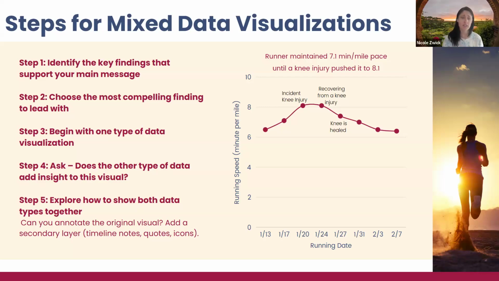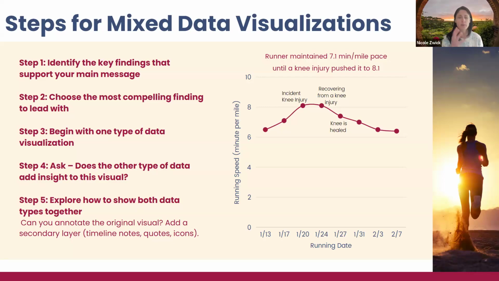So let's say in this case, we have a quantitative finding. I'm going to start with that and think of my visualization on the quantitative piece. Here I came up with a trend line, so I'm going to use a scatter plot. And then I ask myself the next question: does the other type, the qualitative piece, add insight to this visual? Would it give any context for understanding it? Once I figure out that I do want to add something about the injury, I'm going to explore how I could do that.